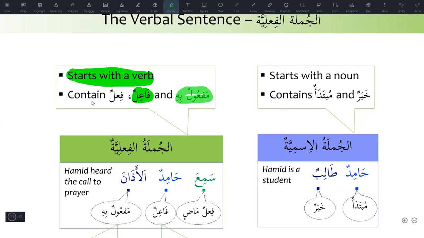It starts with the verb and contains fa'il. Fi'l means verb. Fa'ilun means subject, and maf'ul bihi means object. So jumlatul fi'liya, the verbal sentence, contains verb, subject, and object. While we have learned about the jumlatul ismiya, it starts with a noun and contains mubtada and khabar.